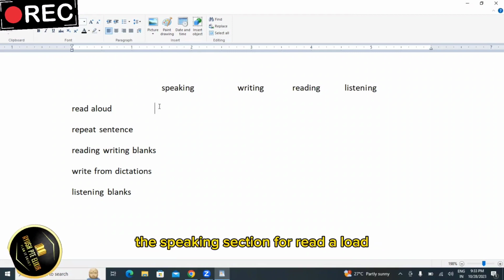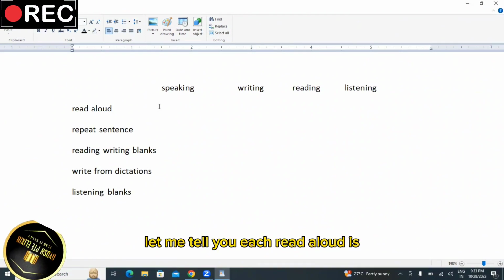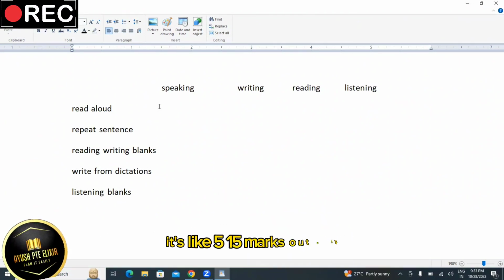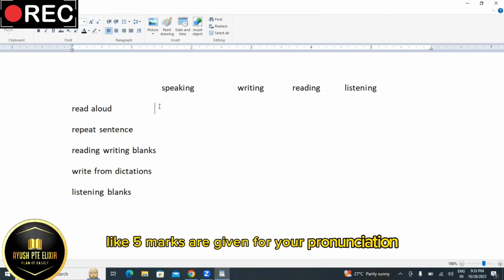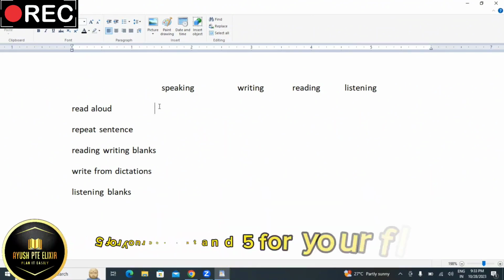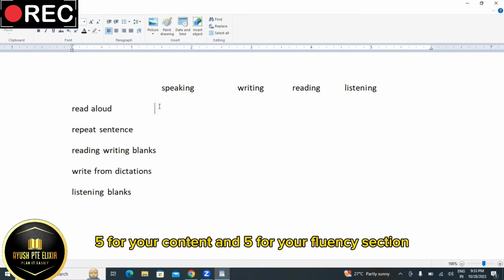If I check the speaking section for read aloud, let me tell you that each read aloud, according to Pearson guidelines, is 15 marks, out of which 5 marks are given for your pronunciation, 5 for your content, and 5 for your fluency.